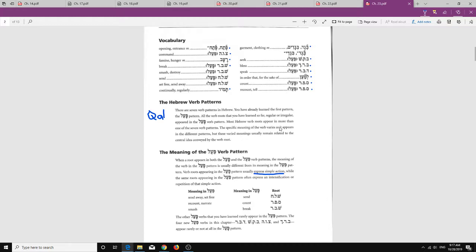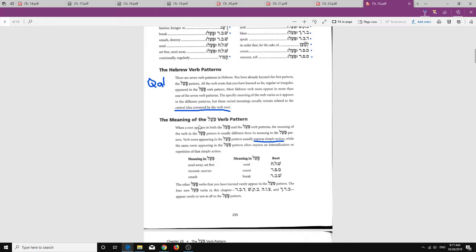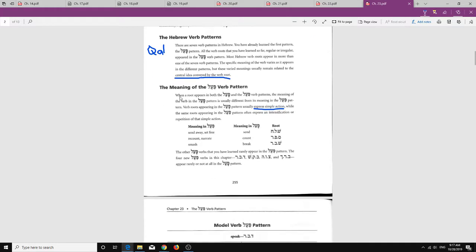Most Hebrew verbs do appear in more than one of these 7 patterns. And when they do, the meaning changes across those patterns. The meaning will usually be related to the meaning in the kal, but it will usually be different as well. Okay? There's still a central idea that's conveyed in that verbal root, and so the different patterns, well, you'll see as we get into the Piel.